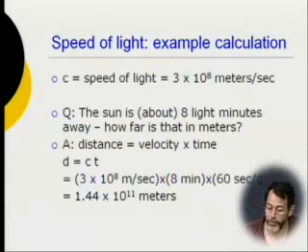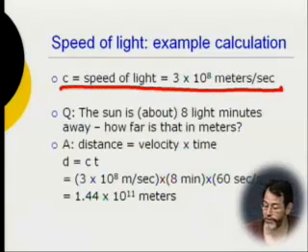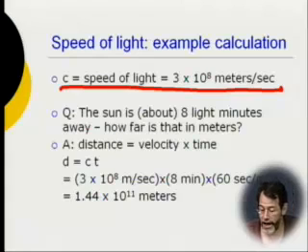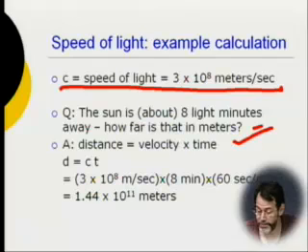And now, a brief calculation, because there will be some calculations in this class. The speed of light is well known now to be 3 times 10 to the 8th meters per second. So here's a question: if the sun is 8 light minutes away, as I said, how far is that in meters? Well, using a very introductory formula, distance is equal to velocity times time. In equation form, d is equal to c times t, where c is the velocity of light.